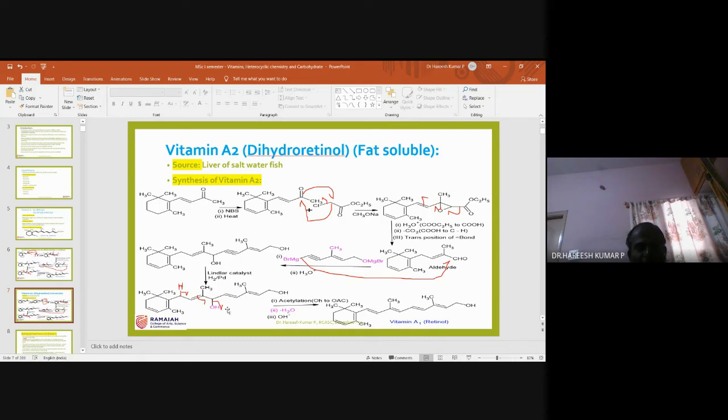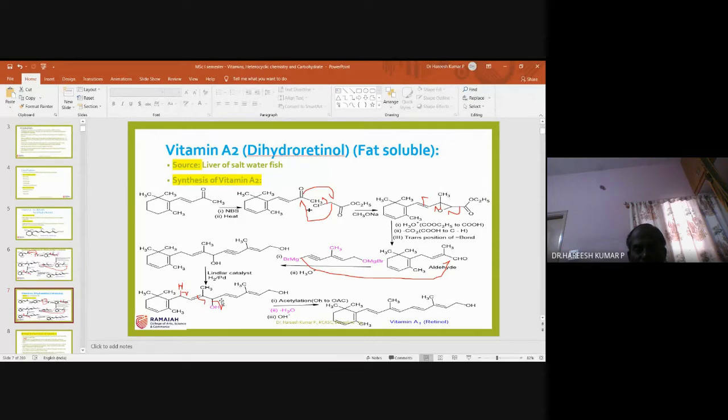Then afterwards, what will happen? OH is a poor leaving group. This can be converted into a better leaving group by acylating or by treating with acetic anhydride or acetyl chloride or acetylating agents. So OH is converted into acetoxy group. Acetoxy group is a better leaving group.